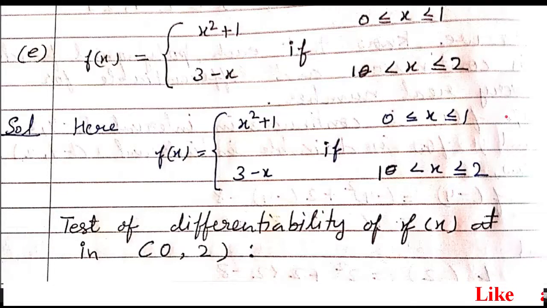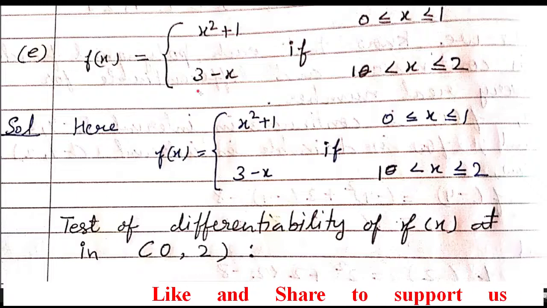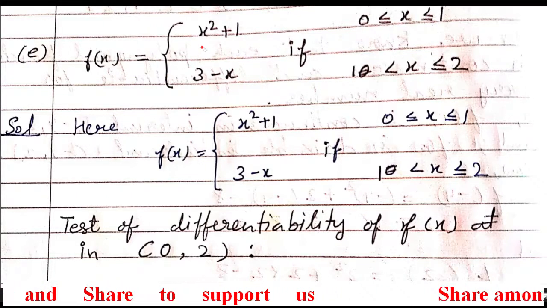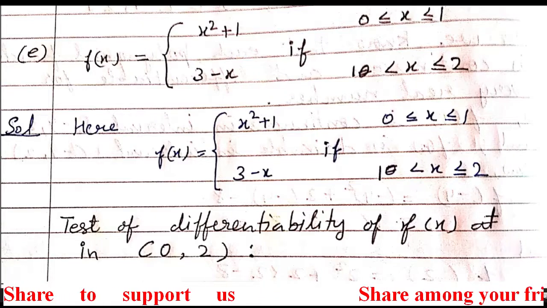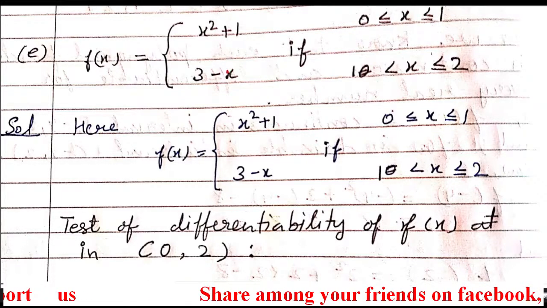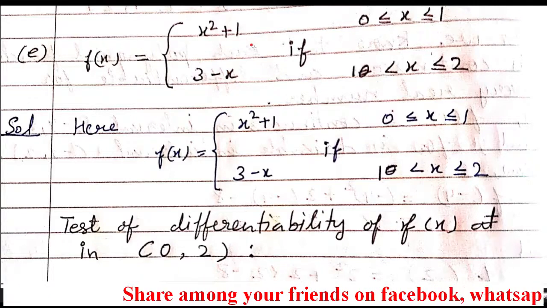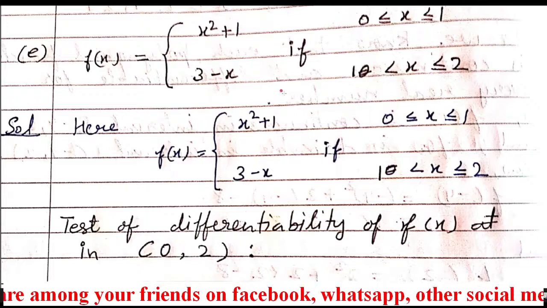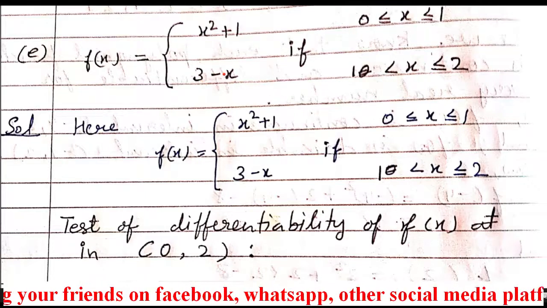Hello everyone, I am going to explain question number 1, parts E and F, from exercise 7.6 of class 12. So we will start with part E. In part E, the function is split in two parts. When x is greater than or equal to 0 and less than or equal to 1, the function is x square plus 1. But when x is greater than 1 and less than or equal to 2, the function is 3 minus x.